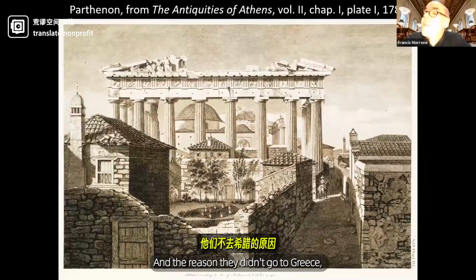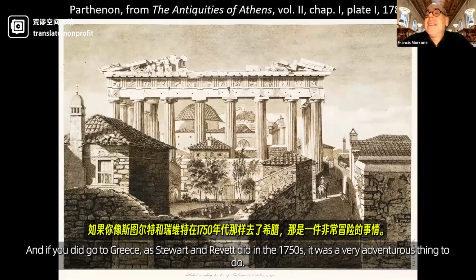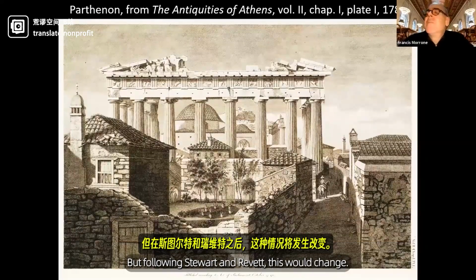And the reason they didn't go to Greece, and one of the reasons that we knew so little about Greek material culture, is that Greece was a very dangerous place to go. It was a difficult place to go, and if you did go to Greece, as Stewart and Revett did in the 1750s, it was a very adventurous thing to do. But following Stewart and Revett, this would change.